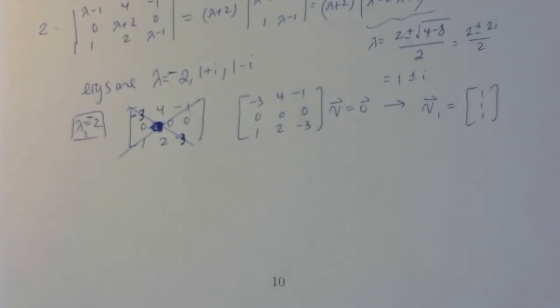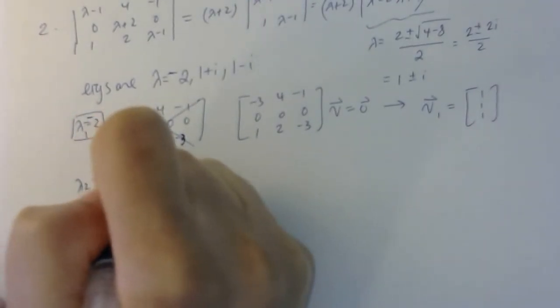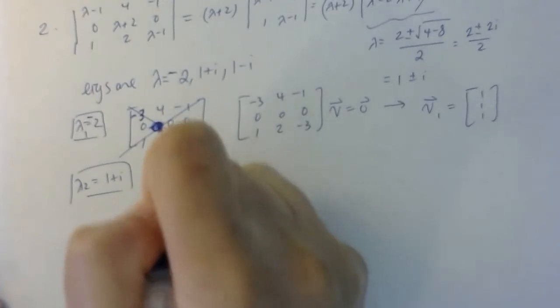Awesome. Can you see that? Yes. Okay. What about when I use one of the complex eigenvalues? So lambda 2 is 1 plus i, and I plug in here.